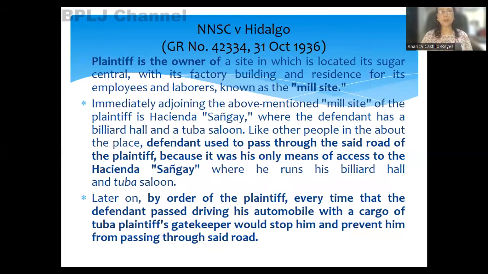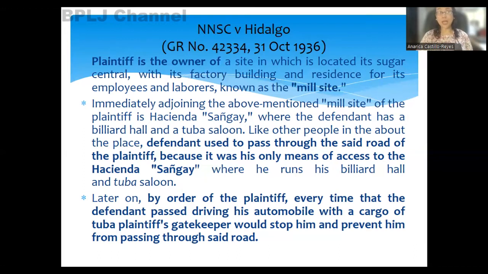We now go to the case of NNSC versus Hidalgo. This is another case like Habonete. This is another case of personal servitude in which there is no owner of a dominant estate, but it is an easement that was established for the benefit of a community. In this case, the plaintiff is the owner of a site in which the sugar central is located, as well as the residence of its employees. It is known as the mill site.